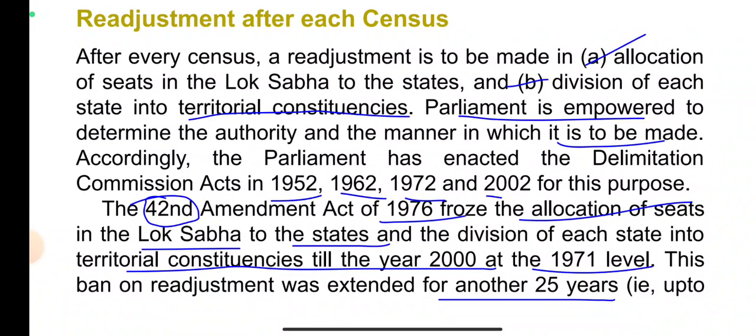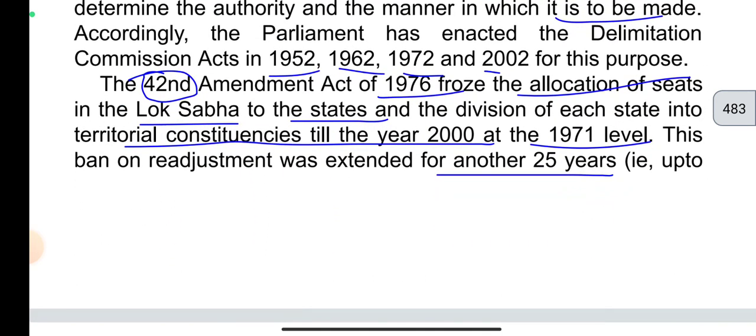Readjustment after each census. After every census, a readjustment is to be made in allocation of seats in the Lok Sabha to the states and division of each state into territorial constituencies. Parliament is empowered to determine the authority and the manner in which it is to be made. Accordingly, the Parliament has enacted the Delimitation Commission Acts in 1952, 62, 72, 2002 for this purpose. The 42nd Amendment Act of 1976 froze the allocation of seats in the Lok Sabha to the states and the division of each state into territorial constituencies till the year 2000.